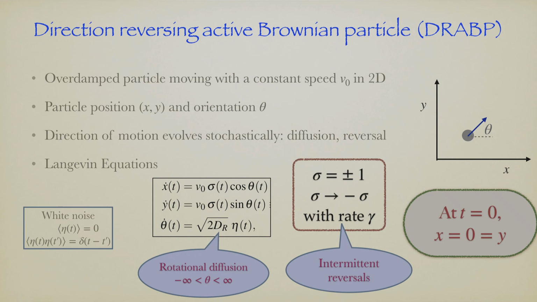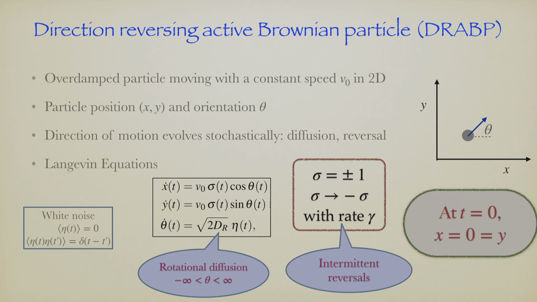So we introduce a very simple model. We have an overdamped Brownian particle moving with a constant speed v0, like an ordinary active Brownian particle. The position and the orientation are x, y and theta. We are talking about two dimensions. The orientation evolves with Brownian motion like in the case of ABP, so theta undergoes a Brownian motion, where Dr is the rotational diffusion constant.